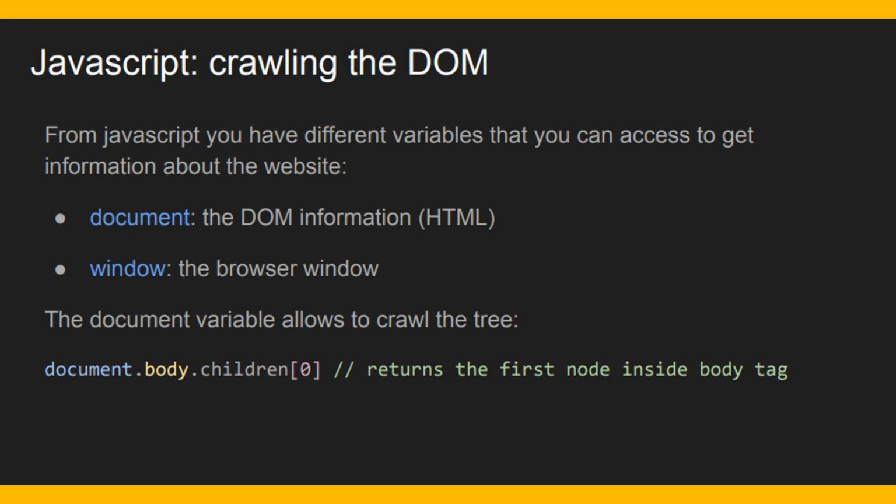Let's start with retrieving elements by crawling the document object model. From JavaScript, you have different variables that you can access to get information about the website. One, we have document, the DOM information, that is the HTML object itself, and also the window, that is the browser window. We can get some useful window APIs to access. So the document variable allows us to crawl the tree. Example: document.body, document.body.children[0]. This will return the first node inside the body tag.